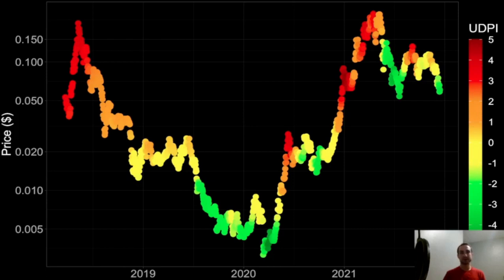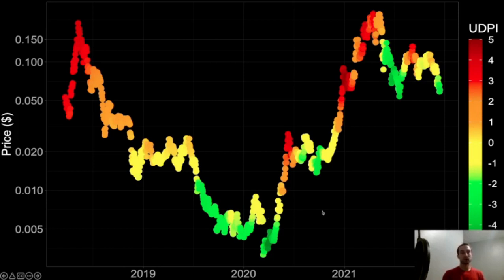So with all that said, let's look at the chart here. This is the upside downside potential indicator, which is our in-house risk indicator here. And what we're looking at here is the price history of ZIL color-coded by risk. So the UDPI key is over here on the right. When you see red or the reading number 5, that means high risk. And down here at the bottom, green or -5 means low risk, lots of upside potential.